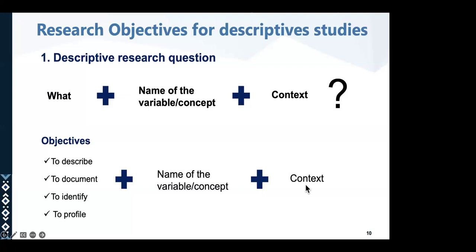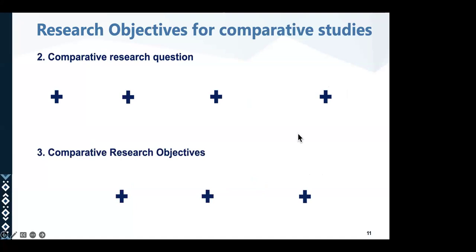Actually, when it comes to research objectives, you don't really need to be too creative. You have to ensure that you know your action verbs. Your research question is very well written in such a way that you identify your variable of interest, the context is defined, and then you have your research questions. You have your research objectives well written.